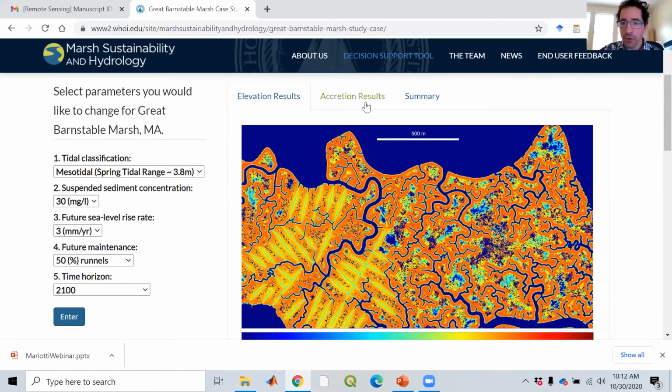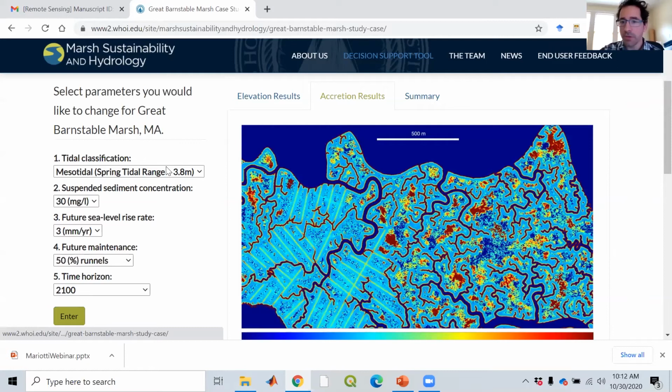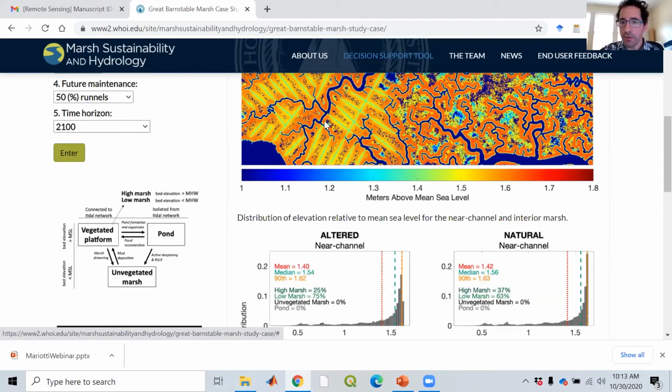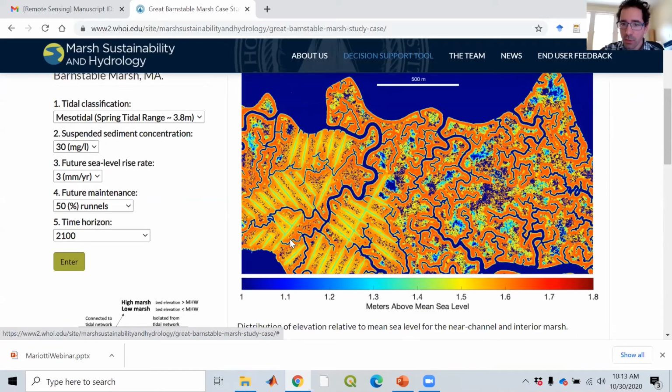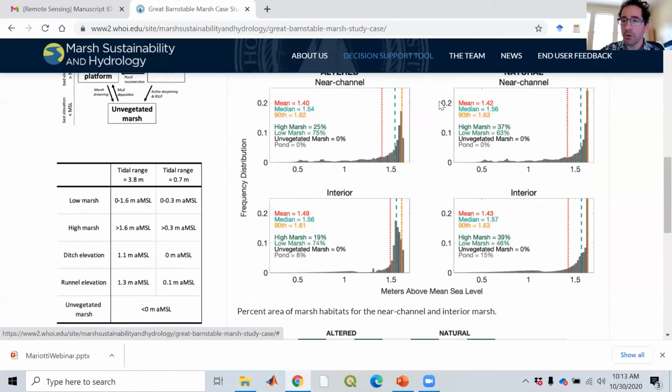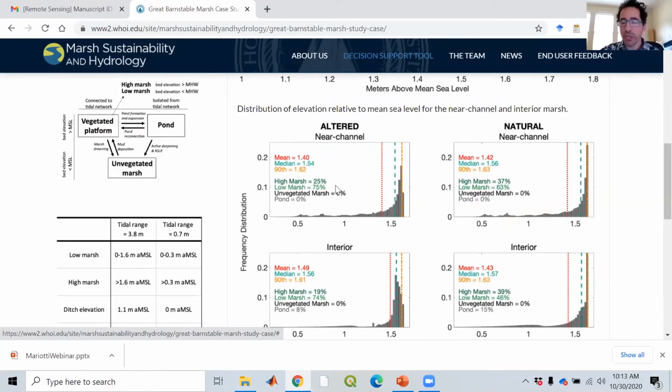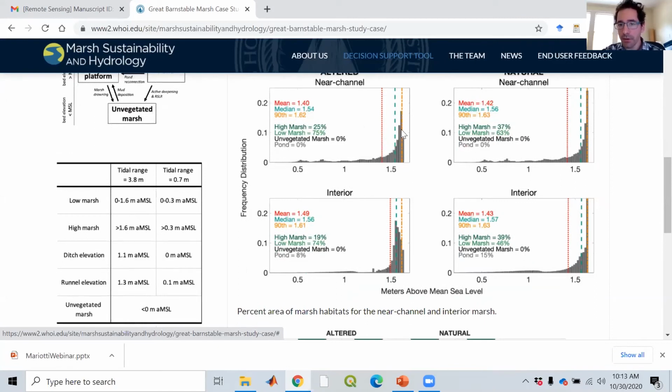So all of this is a map. We have also the accretion rate for all these possibilities. And going back here, we also have a summary of this elevation. So we can imagine this one is the altered area on the left. This is the natural one. And then you have the area close to the channel and the interior marsh. So there are these 4 possible sections of the marsh, and then we just do the histogram of the elevation. So for example, the near channel has a higher elevation than the interior. And they just report mean, median, and other statistics.